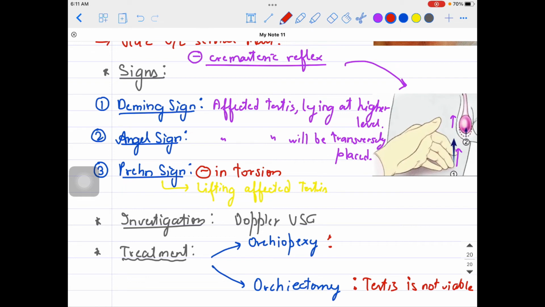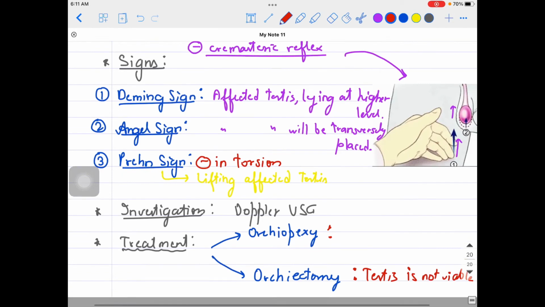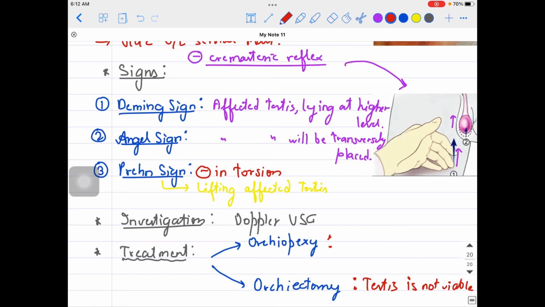But let's say the patient couldn't reach us in time, or we took more time to diagnose this case. This diagnosis is a surgical emergency, as I already told you, and it completely depends on the clinical skills of the clinician or surgeon. If there is some delay in making the diagnosis, or if the surgical option is not available in a particular center, then the person might lose the testis as well. We might do the orchiectomy in this case.